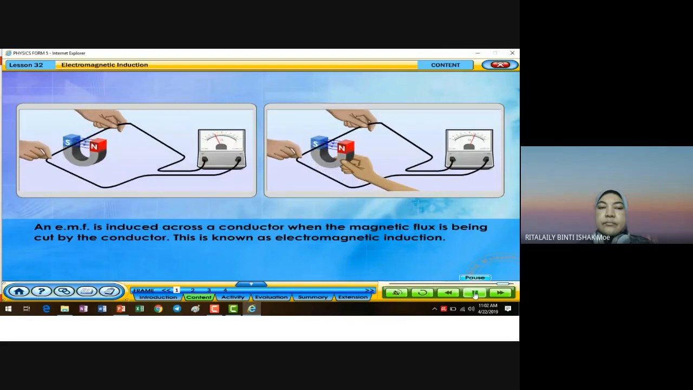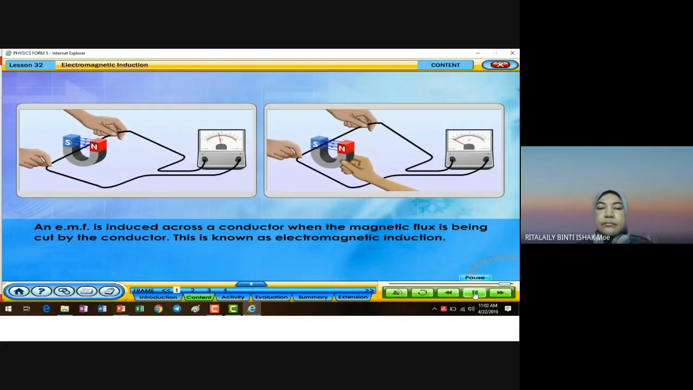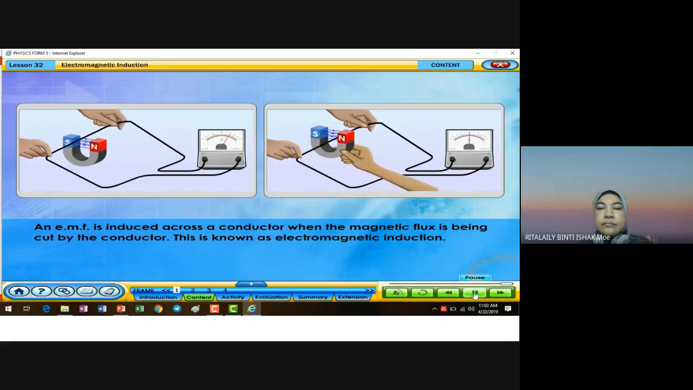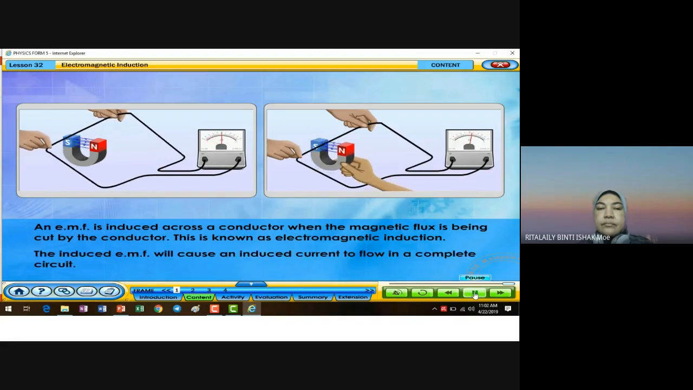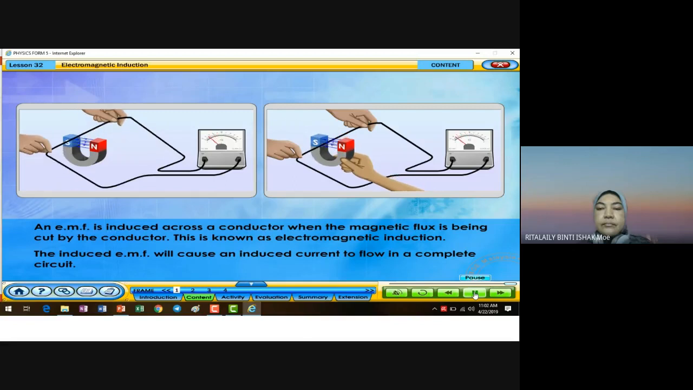An EMF is induced across a conductor when the magnetic flux is being cut by the conductor. This is known as electromagnetic induction. The induced EMF will cause an induced current to flow in a complete circuit.